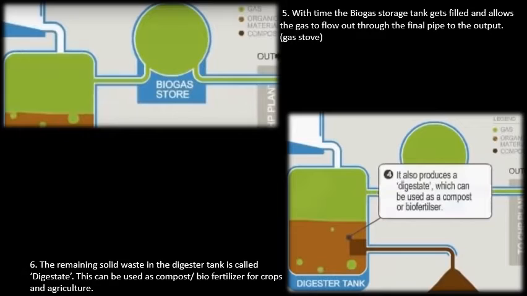So everything which is produced, either the gaseous product or the solid waste, has been removed out of the digester tank and now it's empty again, ready for the next set of production of biogas.